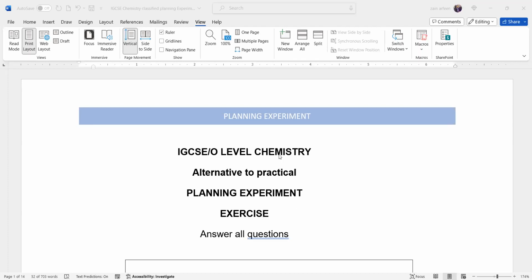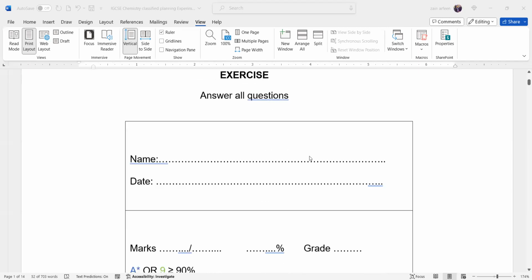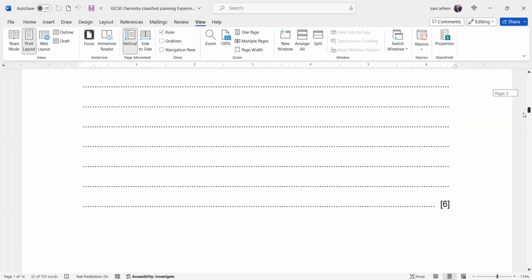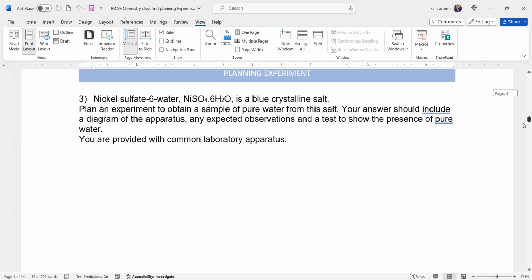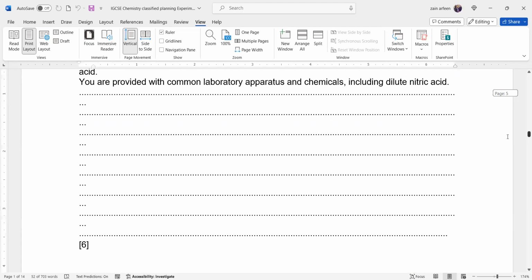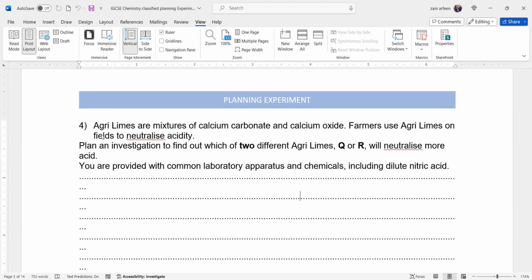So we have a planning experiment question. We did the first three questions, so starting with question 4. It's a 6 marks question. We have Agri limes, which are mixtures of calcium carbonate and calcium oxide.